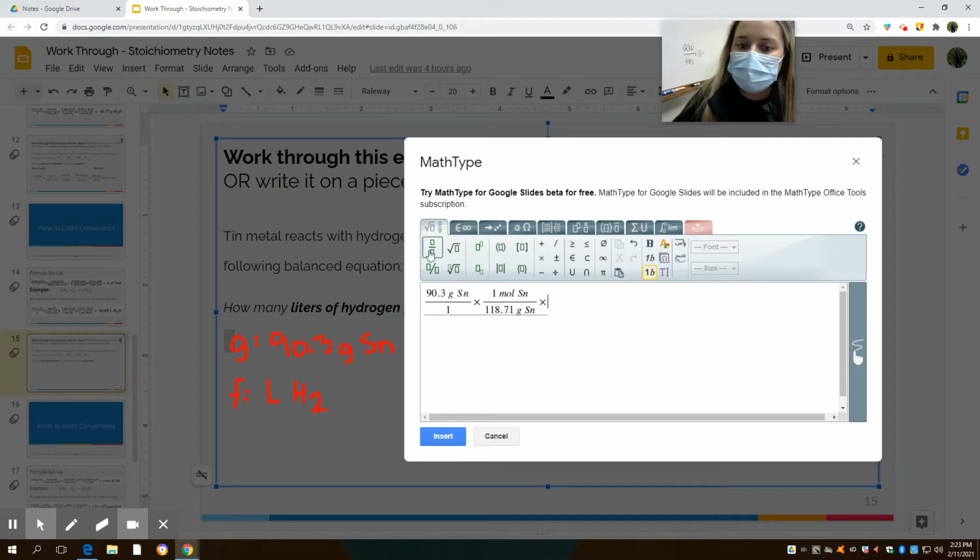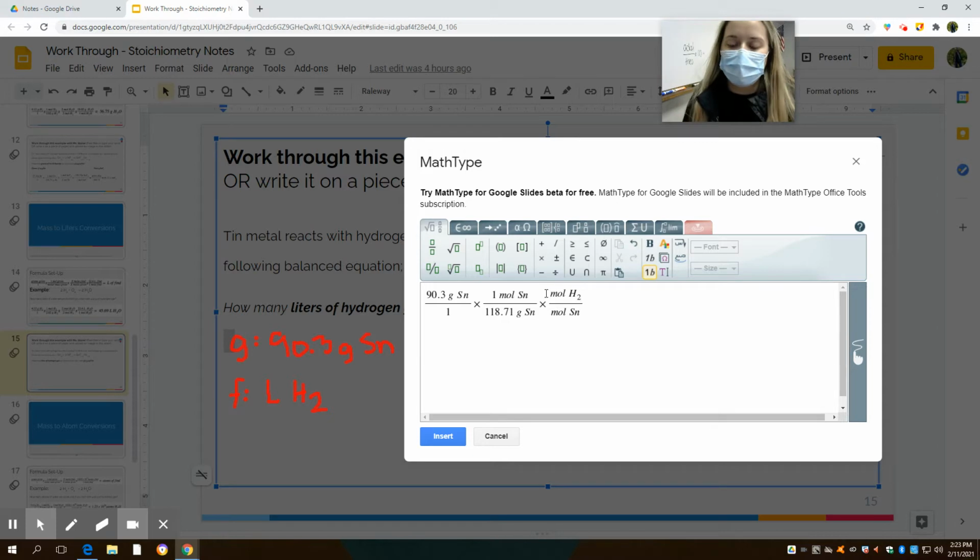My next conversion factor will be my mole ratio. So I'm going to have moles of what I'm trying to find on the top, which will be moles of H2. And then I'm going to have moles of what I was given on the bottom. So I'm going to have moles of tin on the bottom. Nothing here is new. We've been doing this for a few weeks now, okay?